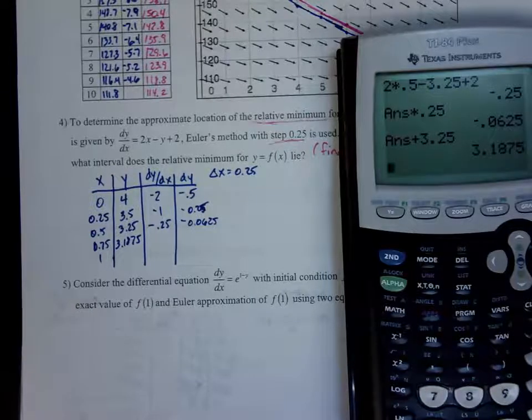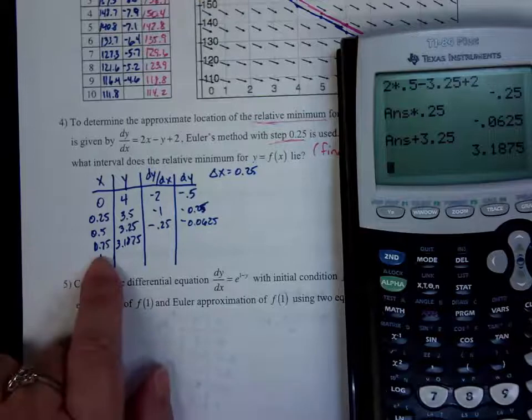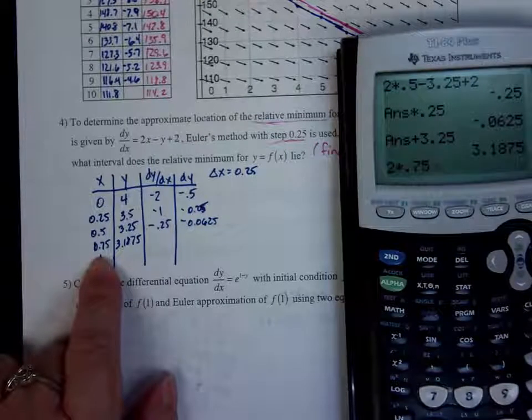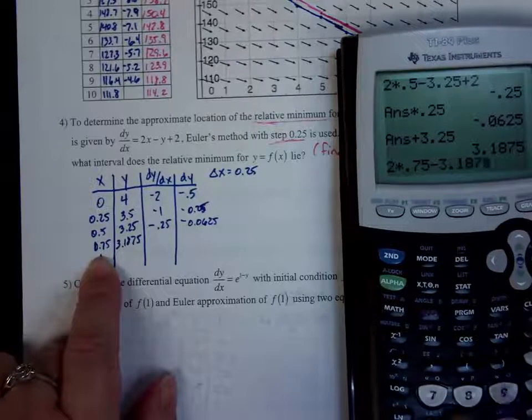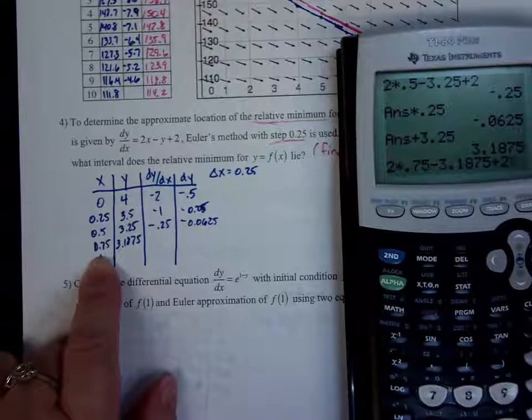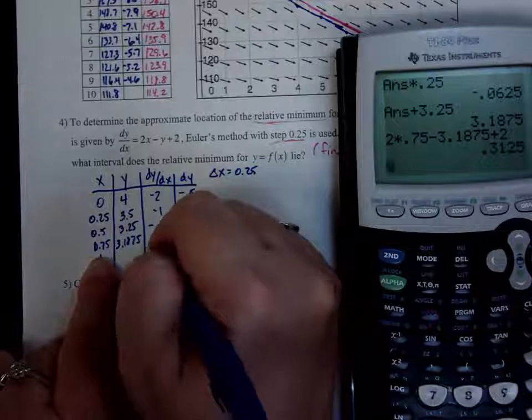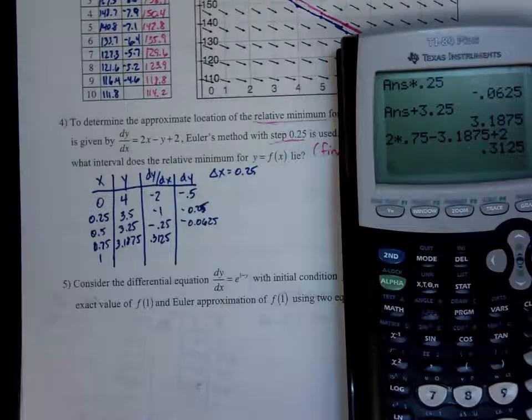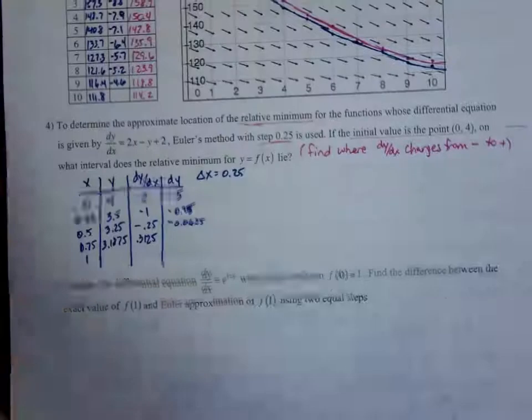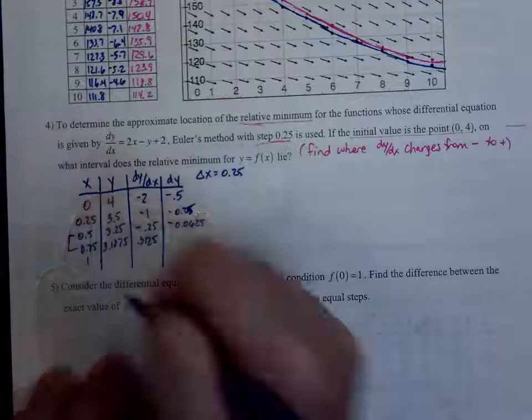Okay, so once again, 2 times my x, 0.75, minus my y, plus 2. And there we go. Has my slope changed from negative to positive? Yes, it has. I'm done. Stop. Don't go any farther. It's right there.